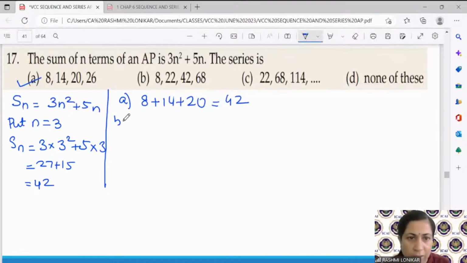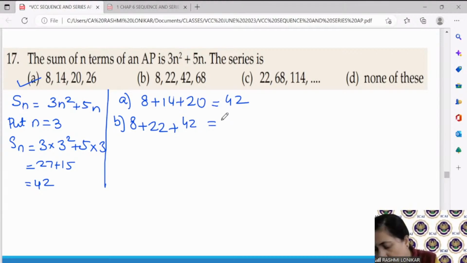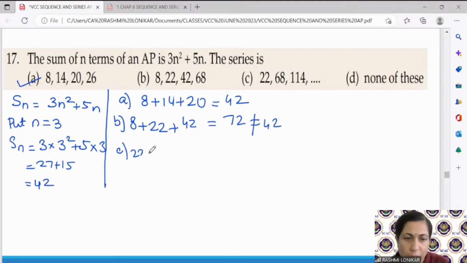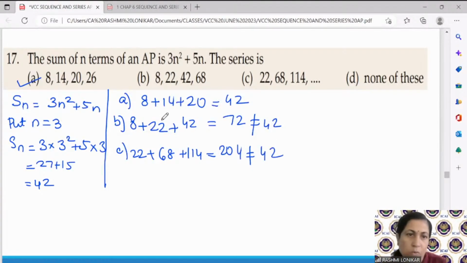Let me check others. 8 plus 22 plus 42 is obviously greater than 42. It is 72, which is not equal to 42. 22 plus 68 plus 114 is 204, which is not equal to 42. So A is the correct answer. Okay, so simply do that. You will get the correct answer.